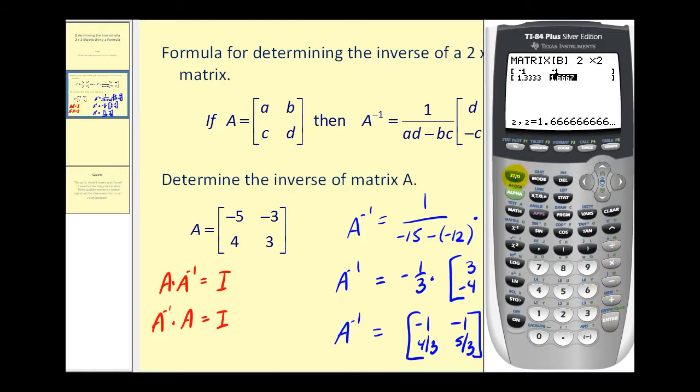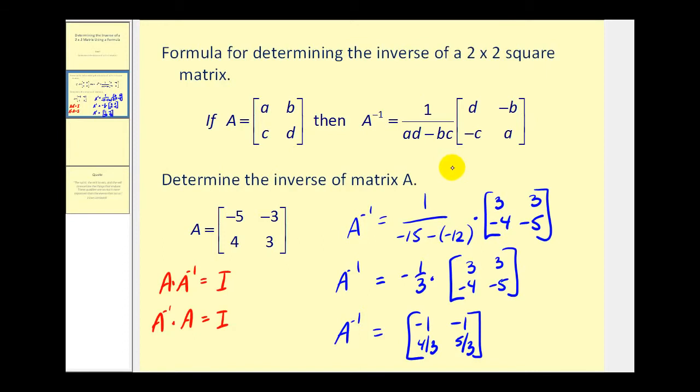Okay, let's go ahead and go back to the home screen. And let's just make sure that A times B and B times A does equal the identity matrix. So we'll press second matrix A times second matrix B, enter, enter, and this checks out. And let's go ahead and check B times A. And it works. So this is a very convenient formula for finding the inverse of a 2 by 2 matrix if the matrix does have an inverse.